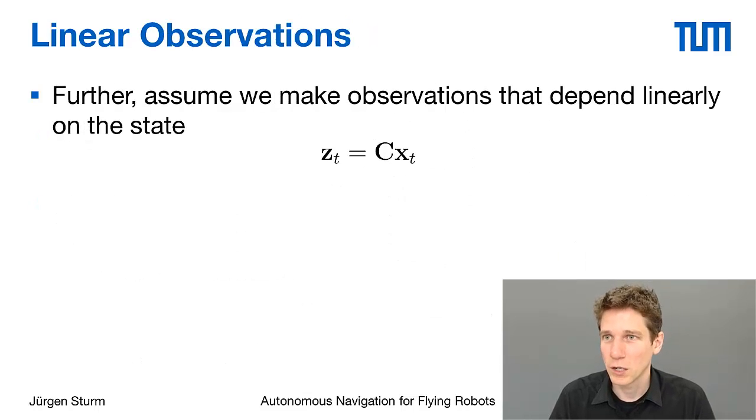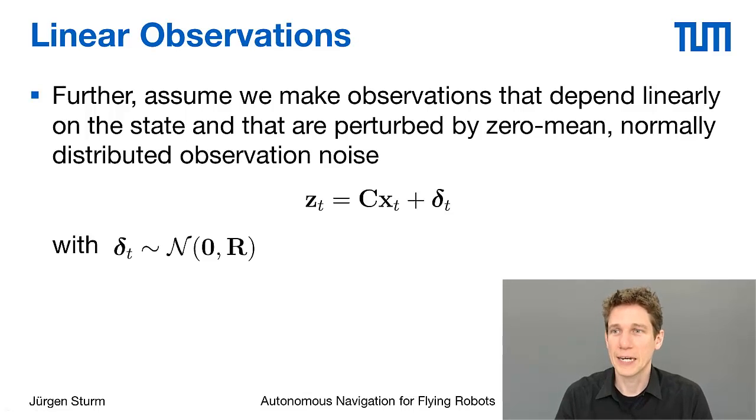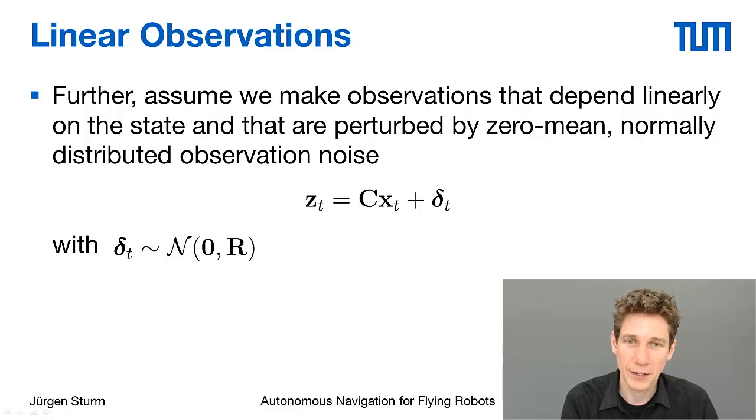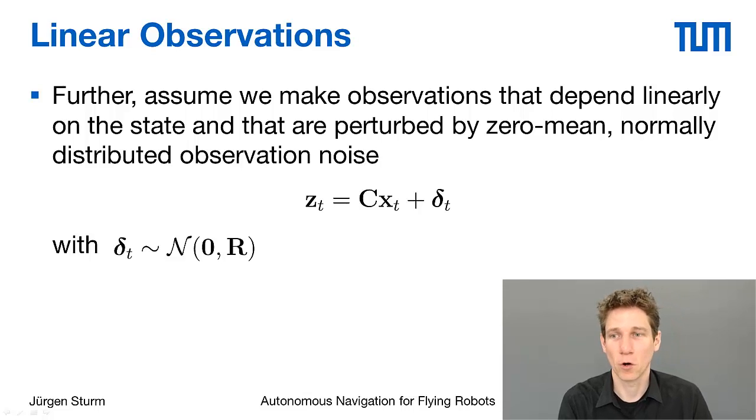And now we also want to find a sensor model that is linear. So we say that our sensor observation Zt depends on the current state and is multiplied with the so-called observation matrix C. And again, also for the observations, we assume that they are noisy. And this noise is again Gaussian with zero mean. So we can now write the following equation that describes our sensor model, that the observations depend linearly on our previous state plus some zero mean noise delta.